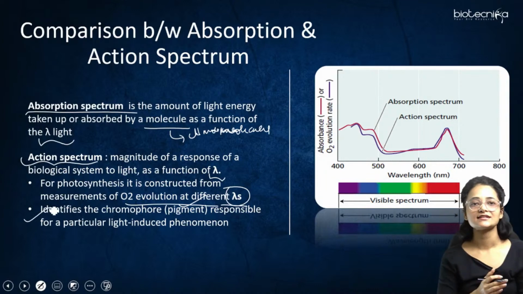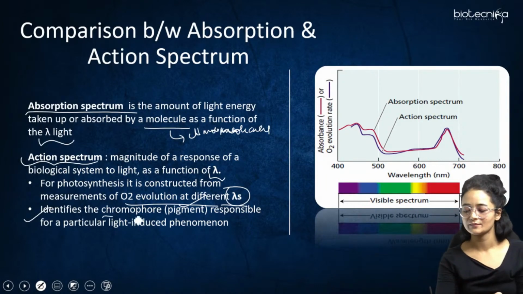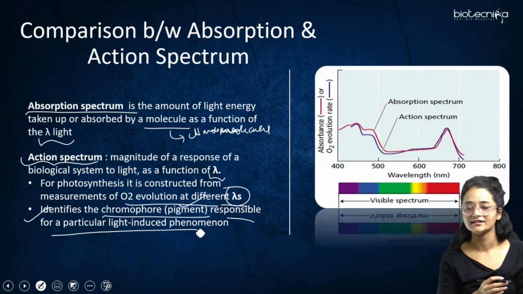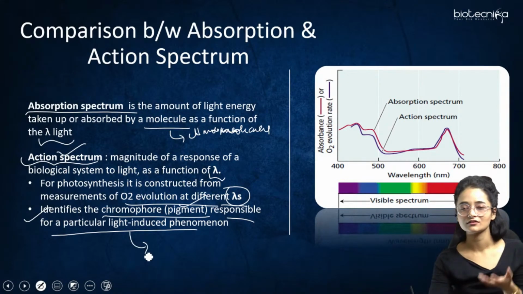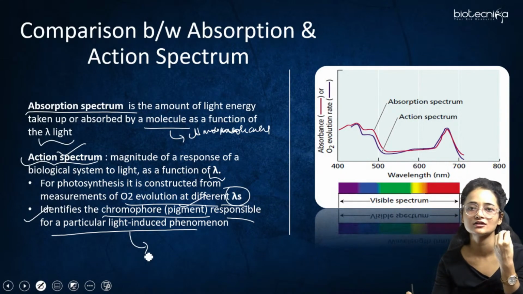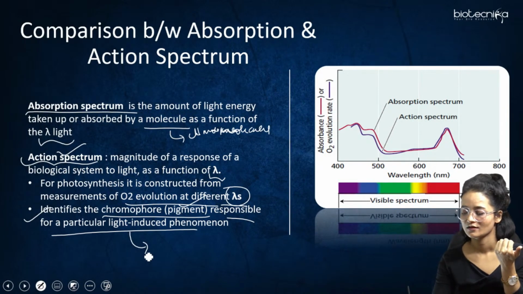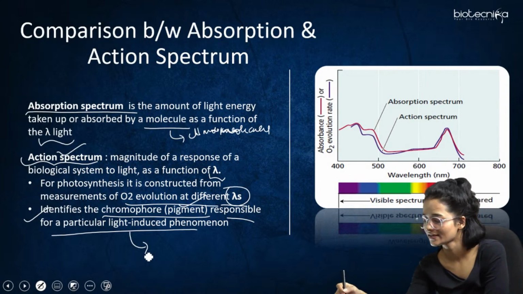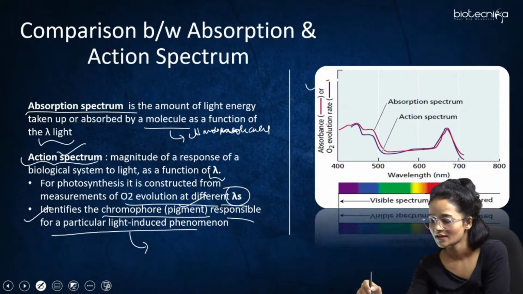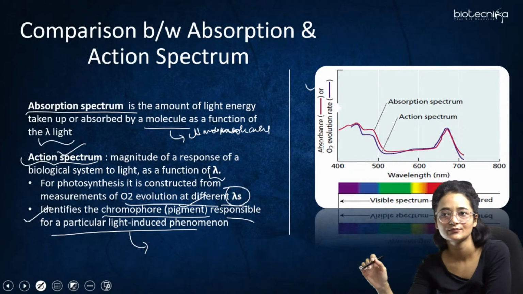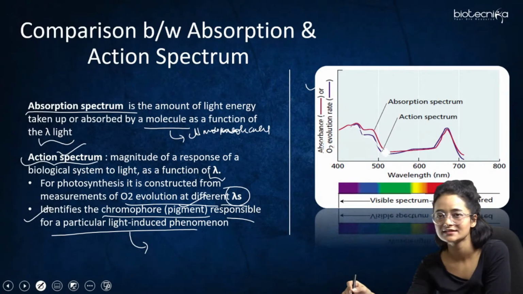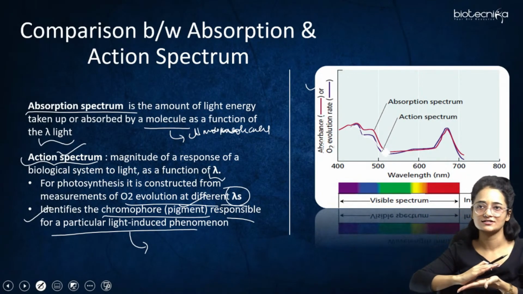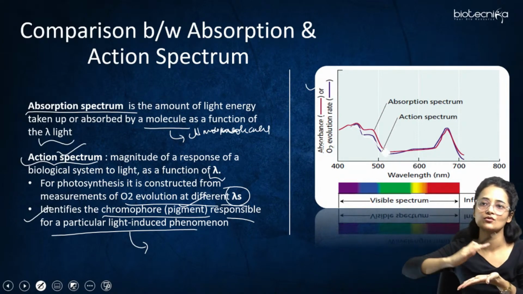And second, it identifies the chromophore, the pigments responsible for a particular light-induced phenomenon. The action spectrum tells at which particular wavelength the chlorophyll molecules are absorbing the light, right? In this diagram, the absorbance and the oxygen evolution rate are directly proportional to each other. So the graph for the absorption spectrum is coinciding with the action spectrum. Both coincide with each other.